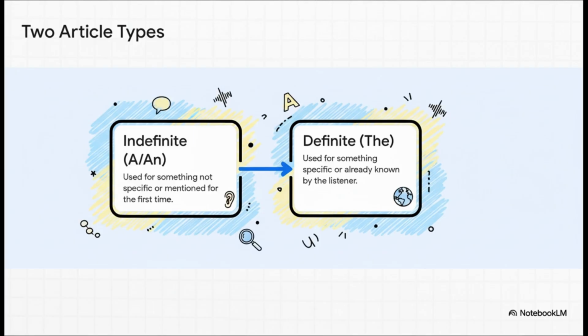It all boils down to just two categories. It's that simple. On one hand, you have the indefinite articles. That's a and an. You use those when you're talking about something in general. And on the other hand, you have the definite article, the, which, you guessed it, is for specific things. Let's dig into that first type.